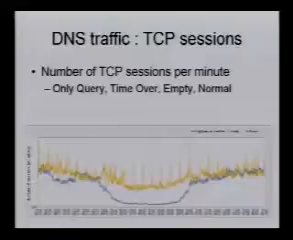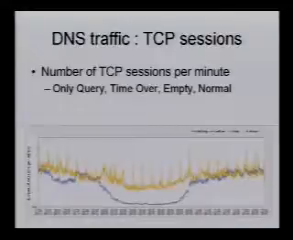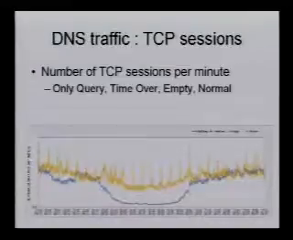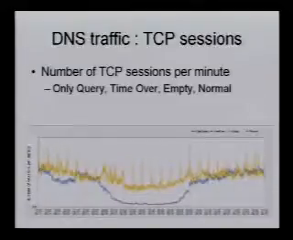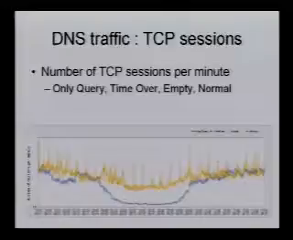This slide shows the TCP sessions sub-menu of DNS traffic. We classified TCP sessions as 4 types: only query, time over, empty, and normal. An only query session has TCP start, DNS query, and TCP finish. A time over session doesn't have any TCP finish process. An empty session has TCP start and TCP finish process without any DNS queries.